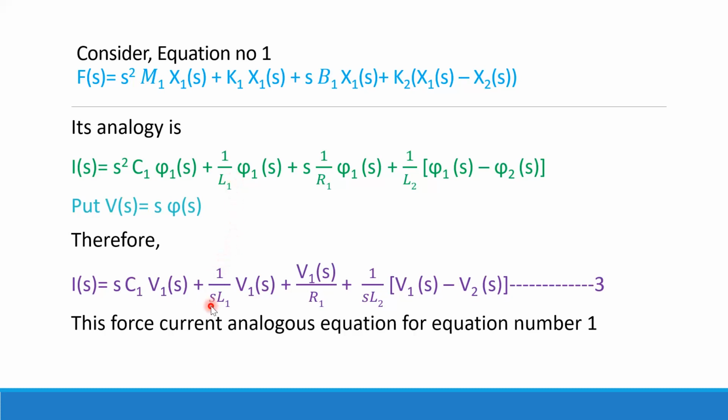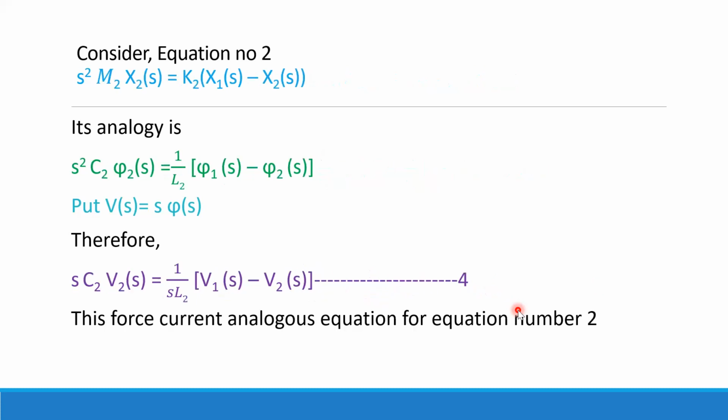So 1 by L multiplied by s into V1 of s, and the remaining terms will be replaced in a similar way. Say this is equation number 3. This is the force-current analogous equation for equation number 1. Okay, now let us do it for equation number 2.